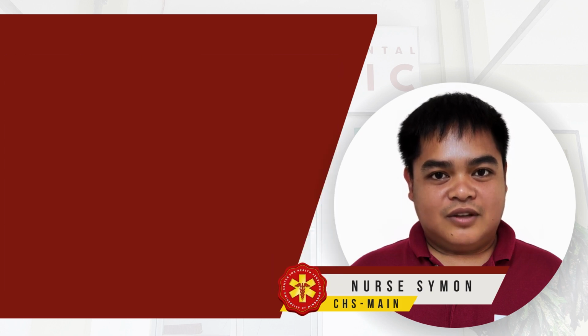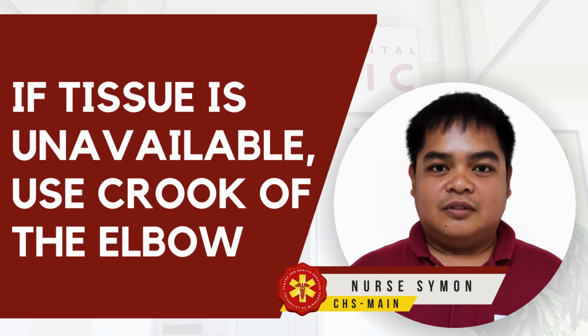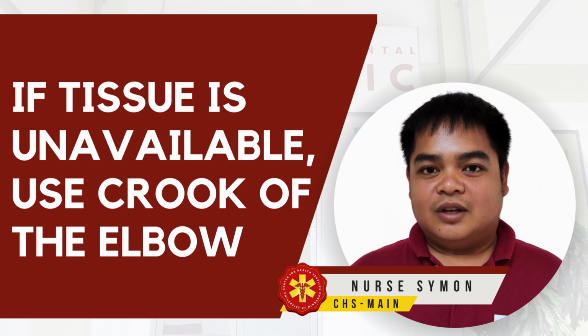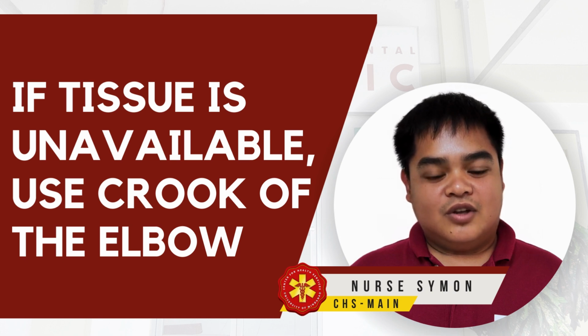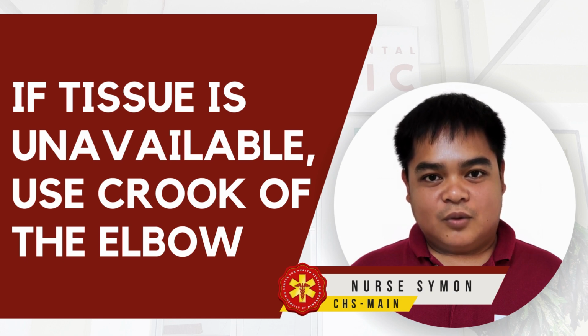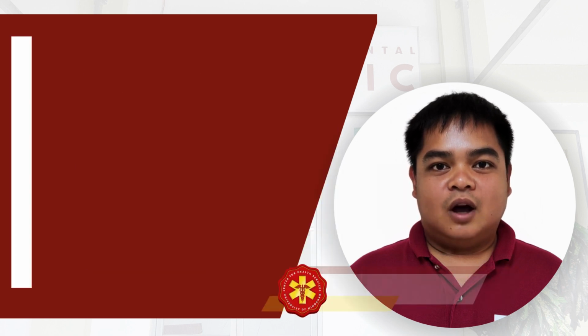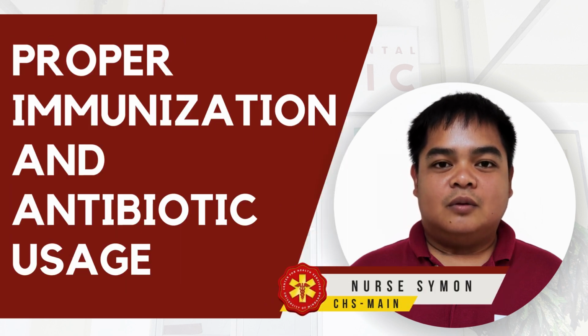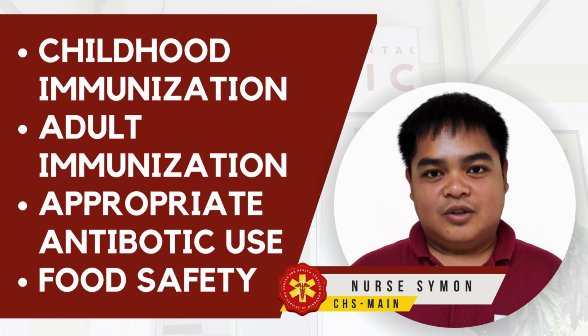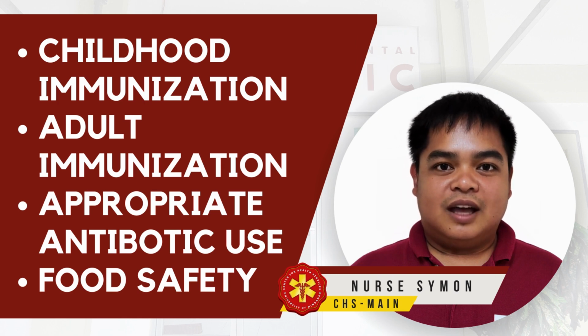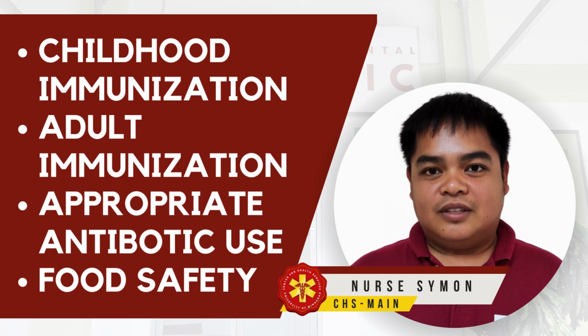If a tissue is unavailable, coughing or sneezing into the crook of the elbow or into one's upper sleeve instead of the hands will also reduce the risk of infection transmission and contamination of objects within the school. Lastly, proper immunization and antibiotic usage. Childhood immunization, adult immunization, appropriate antibiotic use, and food safety.